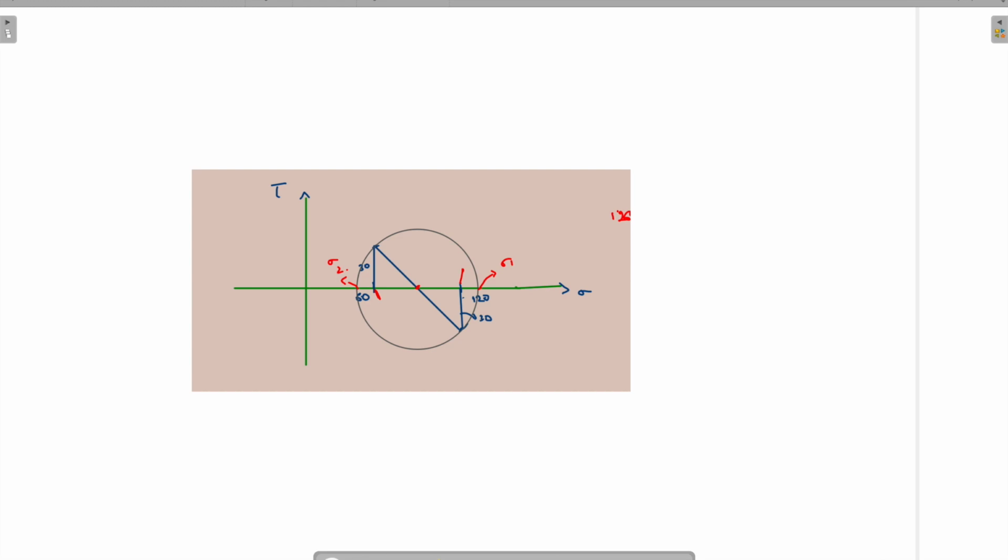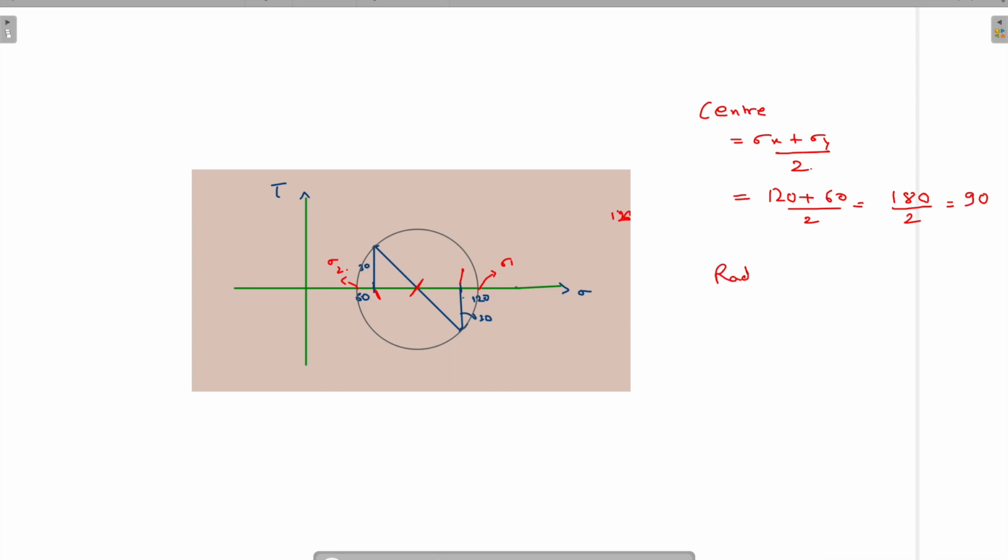So the next task is to find the center. How to find the center? The center is (sigma x plus sigma y) by 2. Sigma x and sigma y are given, so let's calculate the center. 120 plus 60 by 2, that is 180 by 2, that is 90. Once we have got the center, the coordinates of the center, this is 90. Now our task is to find the radius.